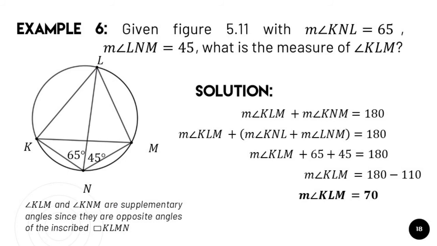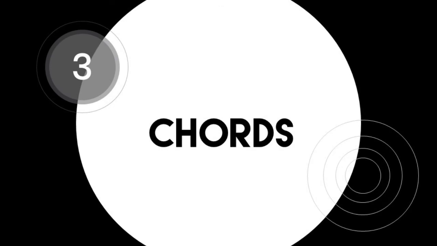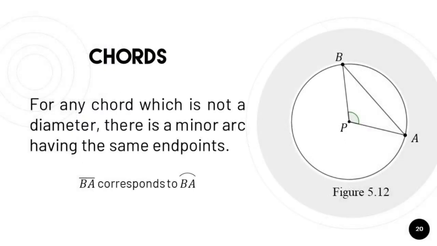Therefore, the working equation will be the measure of angle KLM plus the measure of angle KNM equals 180. That is applying corollary number 3. Substituting the given, we will now have the measure of angle KLM plus the measure of angles KNL and LNM, which are 65 and 45, equals 180. Combining like terms, the measure of angle KLM is equal to 180 minus 110, giving us the measure of the unknown angle, which is equal to 70.